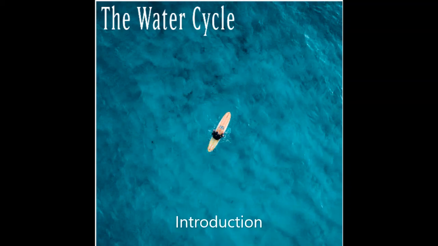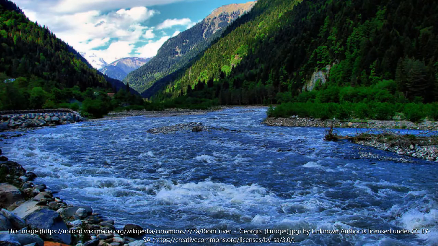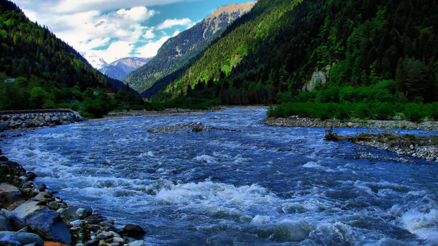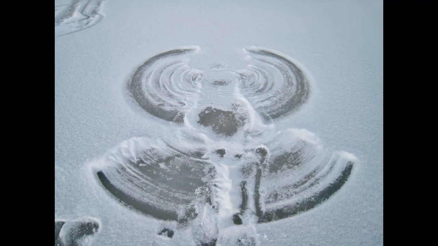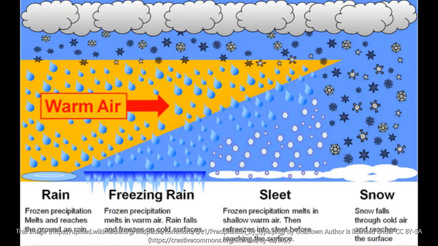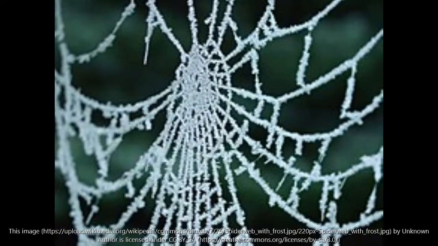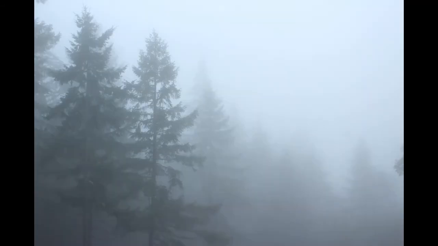Today, we're going to learn about the water cycle. What is a water cycle? Water flows from creeks, brooks, and rivers to somewhere. Water also falls from clouds in the form of rain, snow, hail, or combinations thereof, and also shows up close to the ground in the form of dew, frost, or fog.